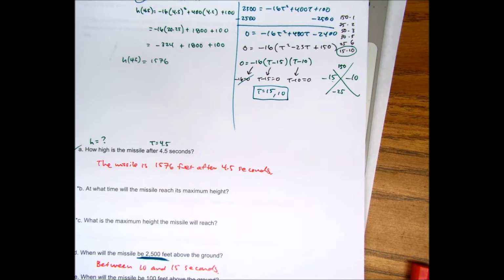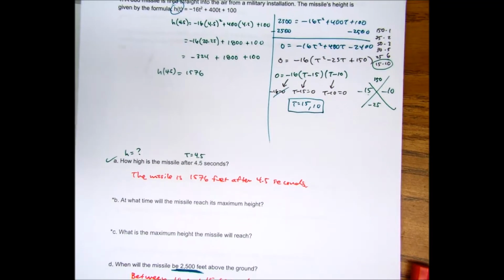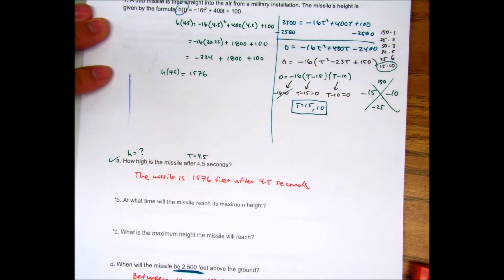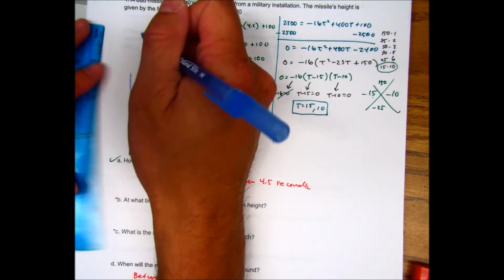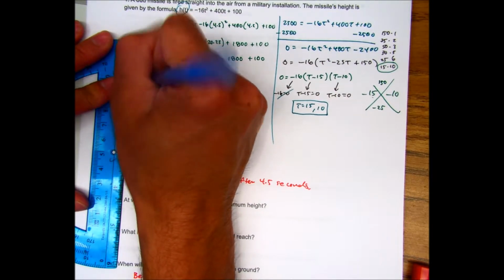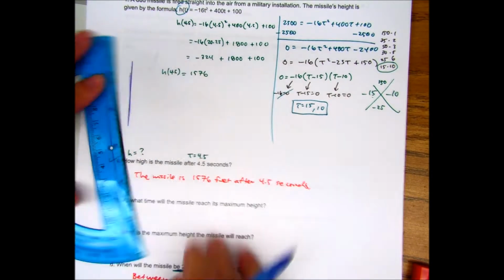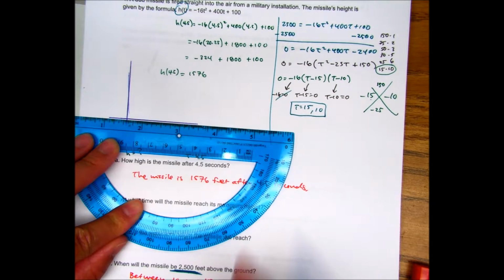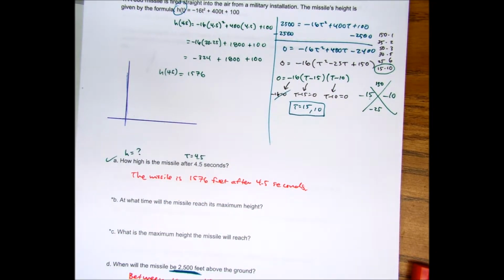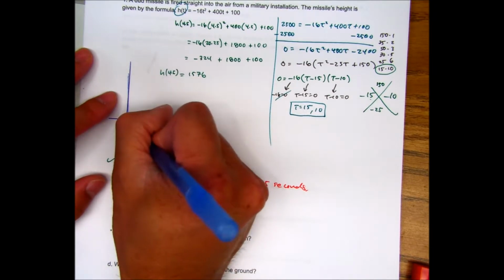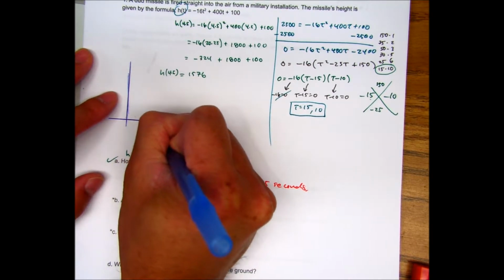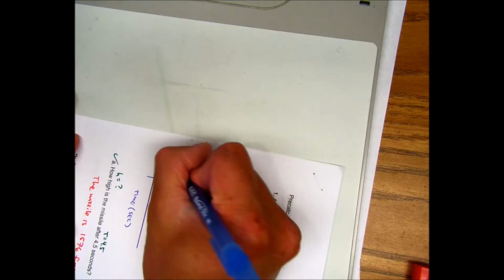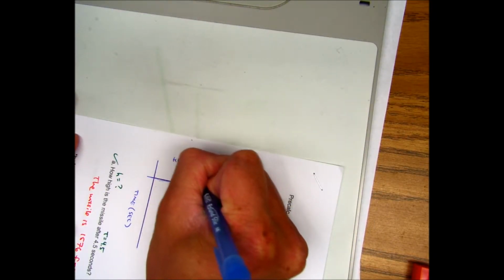Let's draw a picture. This is my straight edge. Everyone say label. I'm going to penalize you for not labeling. Time measured in seconds. Height measured in feet.